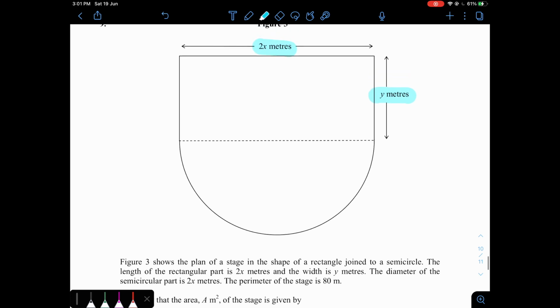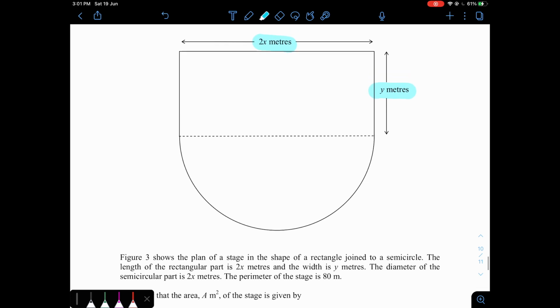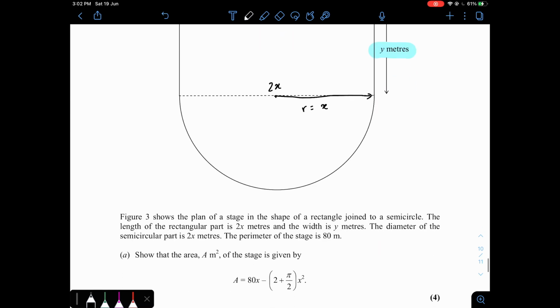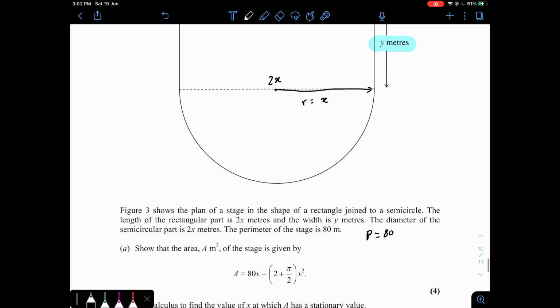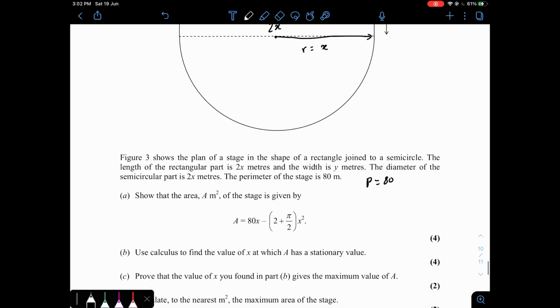But they also tell you that the diameter of the semicircle is also 2x, over here, so this must also be 2x meters. So the radius from here to here must be x, so we know that as well. And the perimeter, they tell you, is 80. That's the main thing. So perimeter is 80. Okay, so they tell you to show that the area is that.